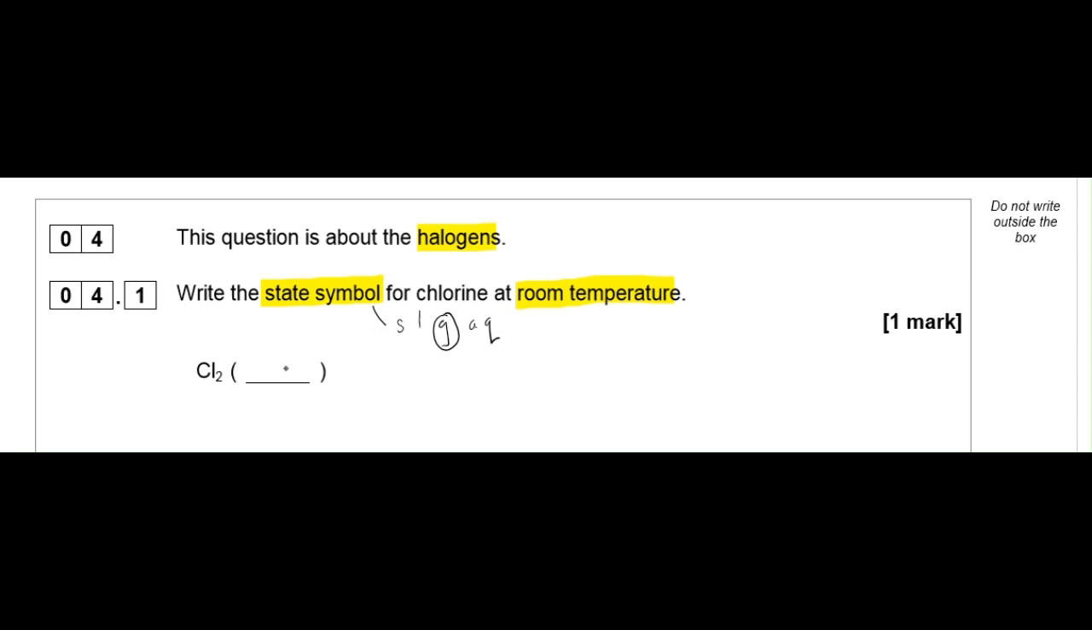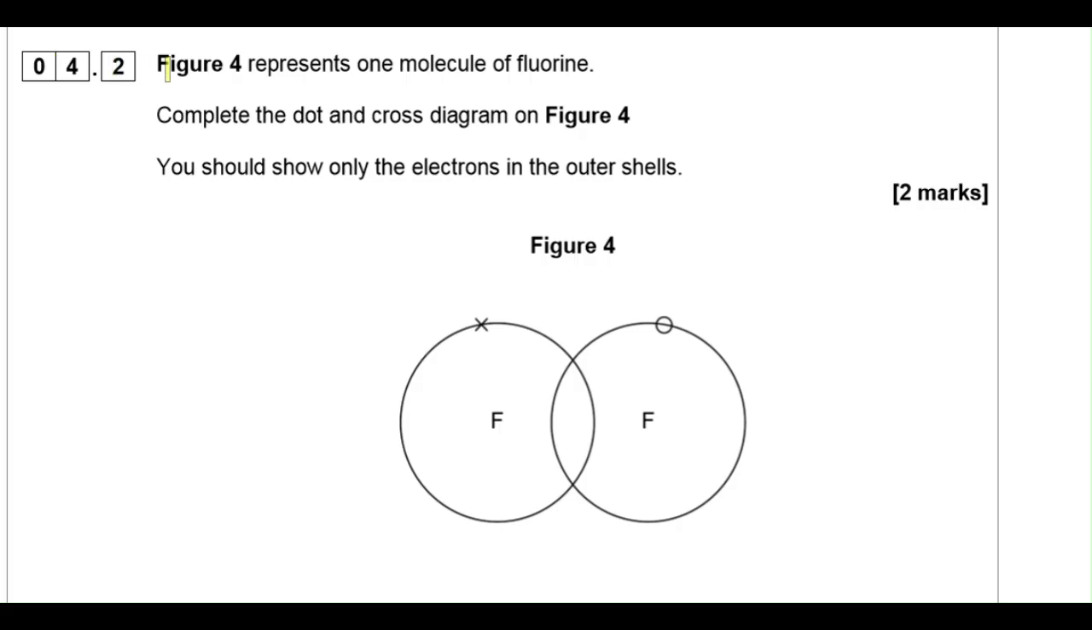4.2. Figure 4 represents 1 molecule of fluorine. Complete the dot and cross diagram on figure 4, and here's figure 4. You've seen these before. You should only show the electrons in the outer shell for 2 marks. Now you must recall that fluorine is in group 7 of the periodic table, so it will have 7 electrons in its outermost shell. So each of those fluorines in figure 4 must have 7 dots and 7 crosses. So let's put them in.